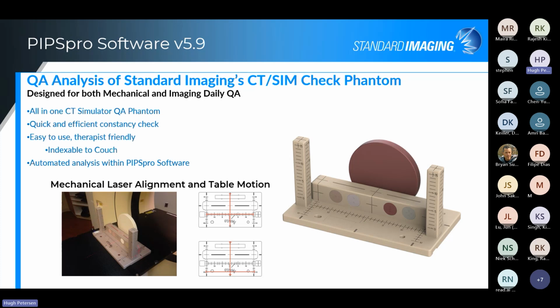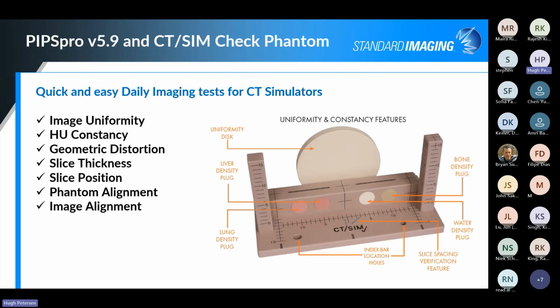So real quick, some of the mechanical tests: we've got a laser alignment and table motion checks for the system, utilizing some of the scribe lines and markings on the Phantom for accurate movement of the lasers and movement of the couch, things like that, as far as the mechanical side of things. And as far as the imaging tests go, we've got a number of different test functionalities: image uniformity, Hounsfield constancy, geometric distortion, slice thickness and slice position, phantom alignment, image alignment.